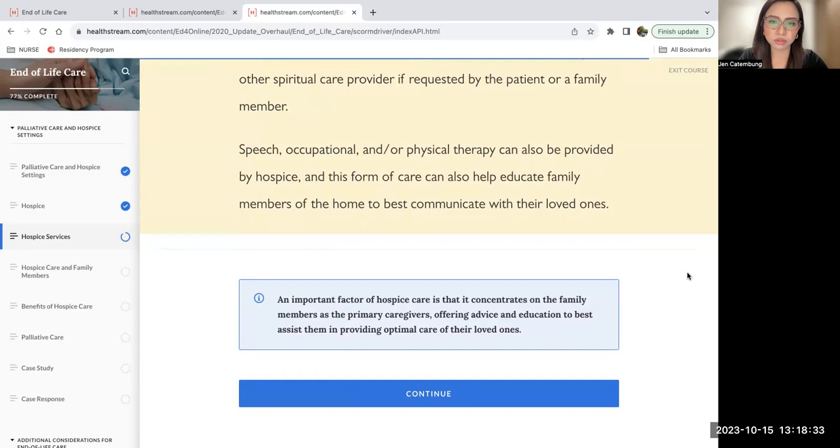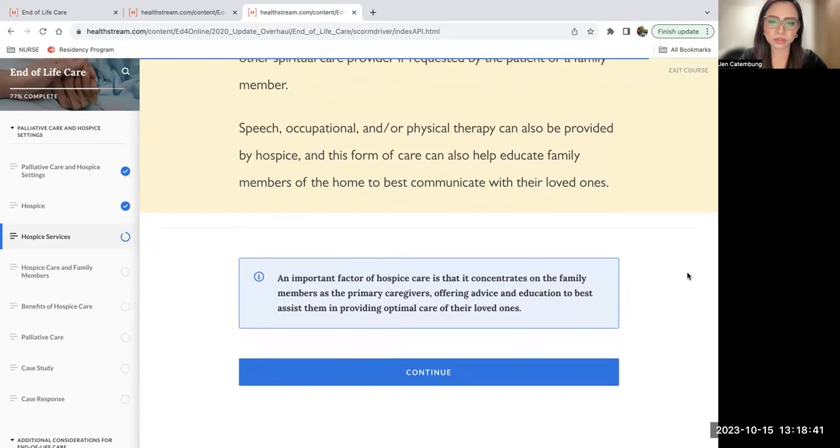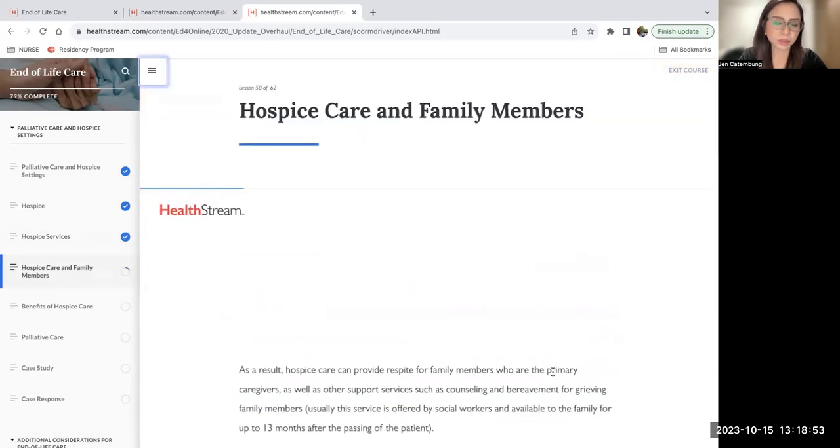This form of care can also help educate family members of the home to best communicate with their loved ones. An important factor of hospice care is that it concentrates on the family members as the primary caregivers, offering advice and education to best assist them in providing optimum care of their loved ones. Hospice care and family members.